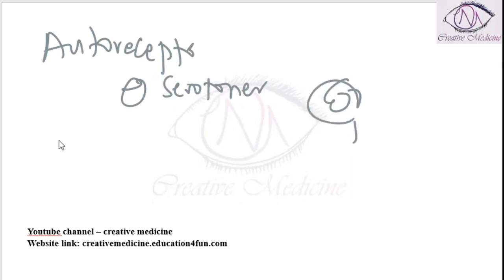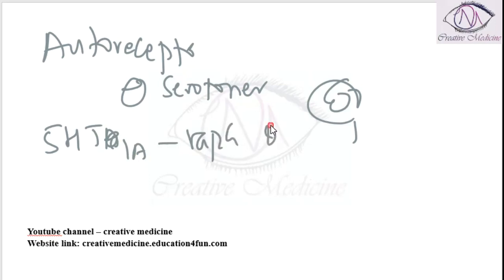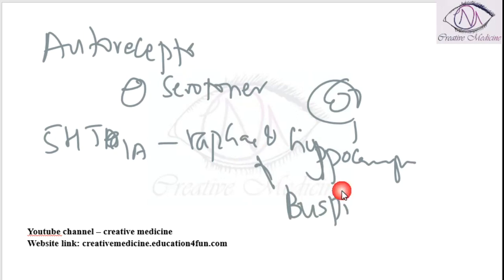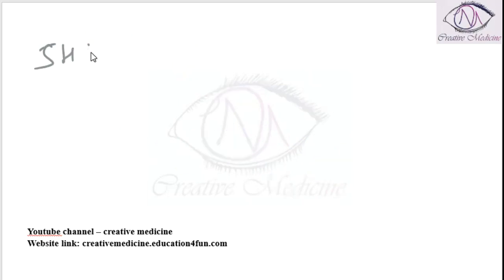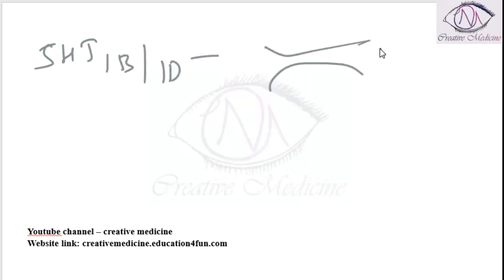So 5-HT, mainly 5-HT1A, is present in the raphe nucleus of the brain and also the hippocampus. Because it is present in the raphe nucleus in the brain and hippocampus, it is mainly acted on by the drug buspirone. Buspirone acts on 5-HT1A receptors on the raphe nucleus and hippocampus, whereas 5-HT1B and 1D constrict the cranial blood vessels and inhibit the inflammatory release of neuropeptides in them.